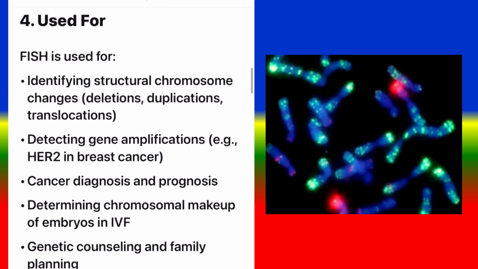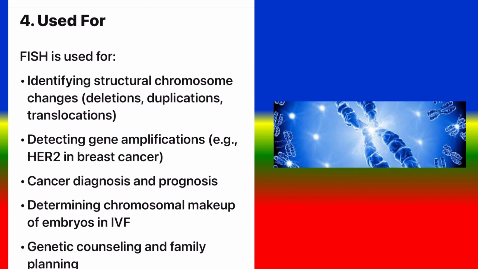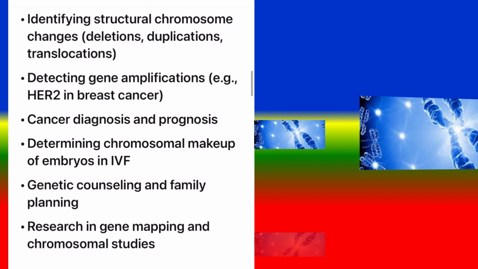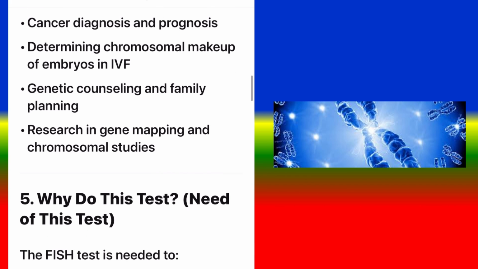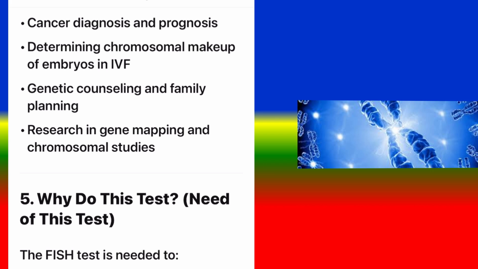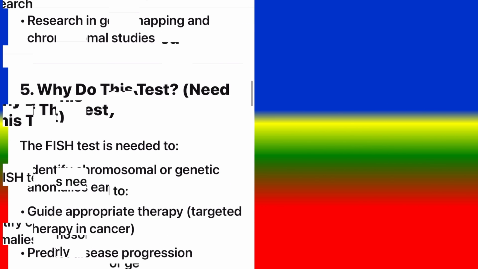4. Uses. FISH is used for identifying structural chromosome changes, deletions, duplications, translocations, detecting gene amplifications, e.g. HER2 in breast cancer, cancer diagnosis and prognosis, determining chromosomal makeup of embryos in IVF, genetic counseling and family planning, research in gene mapping and chromosomal studies.